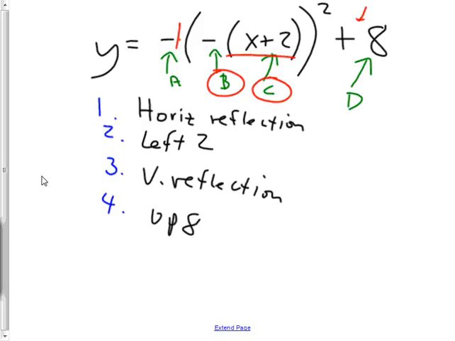Raise your hand if you had them in the right order. Okay, good. That's important. Yes. Question? What's the translation then? Okay, a translation would be something to the left or to the right. Those are translations. If you wanted to say translation left 2, you could. You don't have to use the word translation.